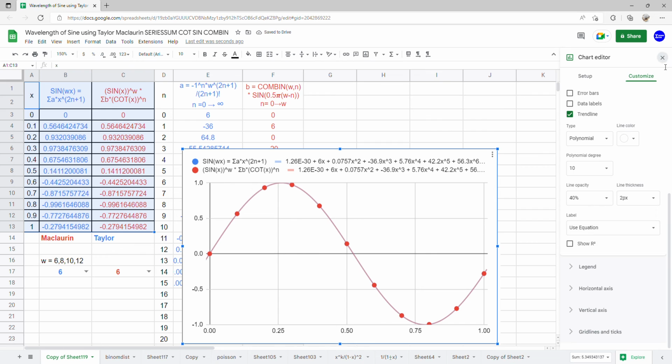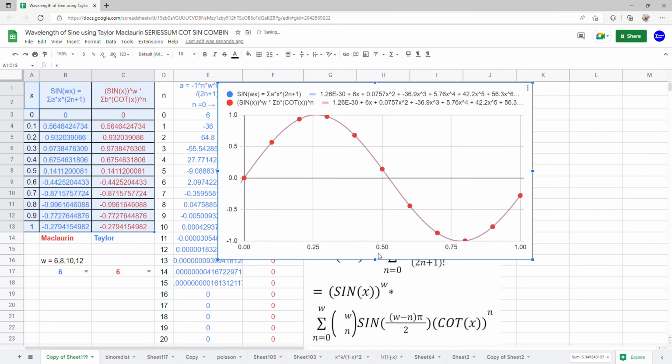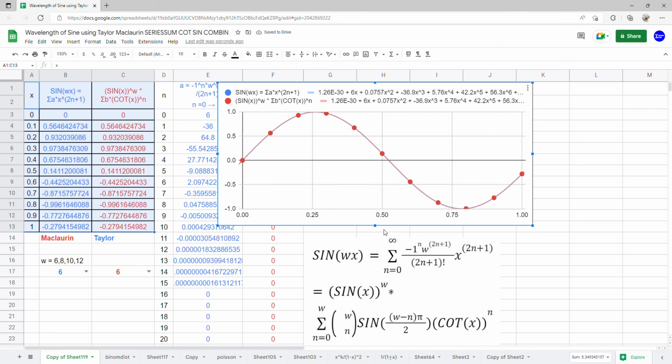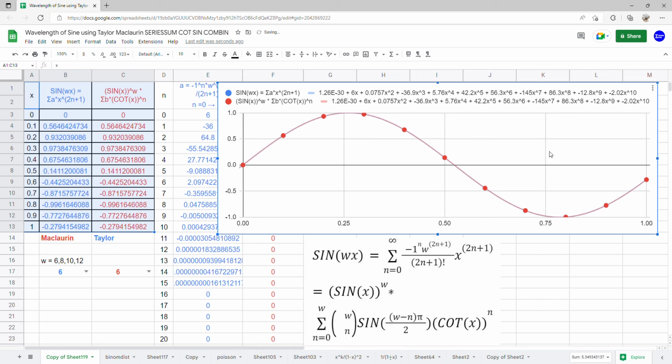So here's the trend line, and the polynomial to the 10th degree. We can increase this to 10th degree. So that's how it looks.